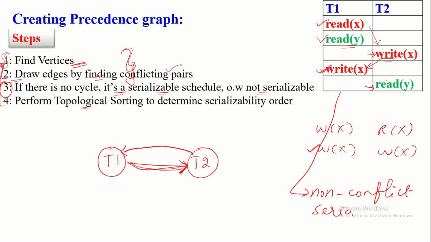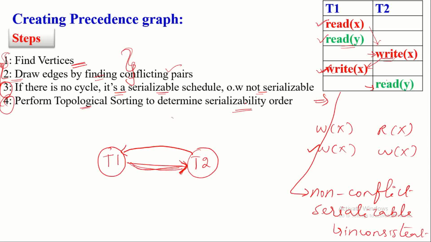Non-conflict serializable one. Okay, that is, it produces inconsistent results. If it is permitted to execute, it will produce inconsistent results. That is the reason this schedule should not be permitted to execute. So if the schedule is successfully determined as conflict serializable, then only we have to perform topological sorting to determine its serializability order. Otherwise, we need not perform this fourth step, because for a non-serializable schedule, we cannot perform topological sorting.